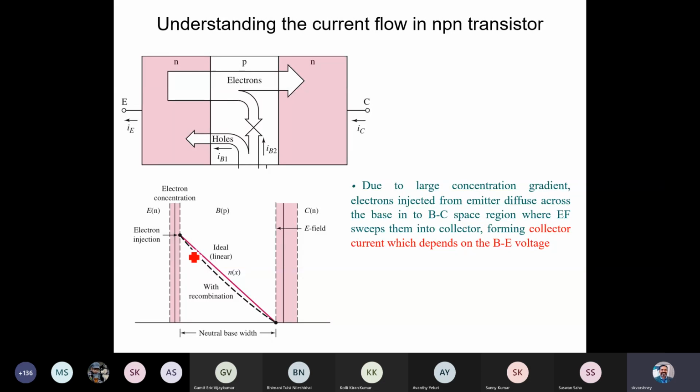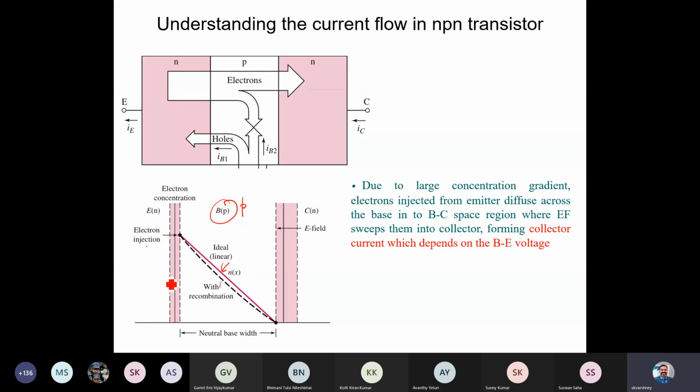And if we look into the doping concentration profile or gradient, this is the base, which is p type. So the electrons which are injected from here become minority carriers. So there is a concentration gradient, something like this, and in the ideal case it is of course linear. And when there is recombination, some shift would happen.